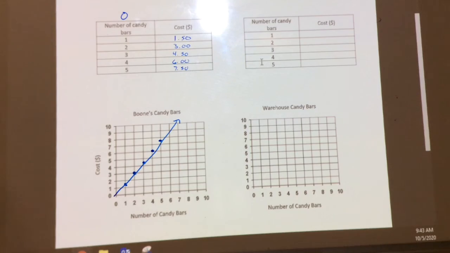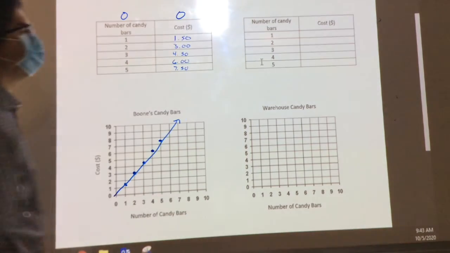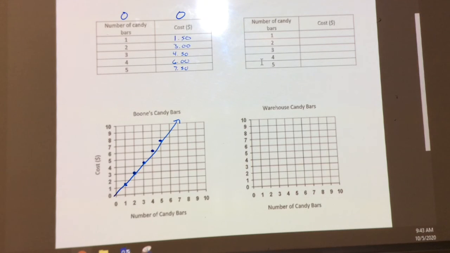How much would 0 candy bars cost? $0, right? Because if I don't buy any candy bars, then I don't spend any money. I want you to write this down. When we go through the origin, we are proportional.